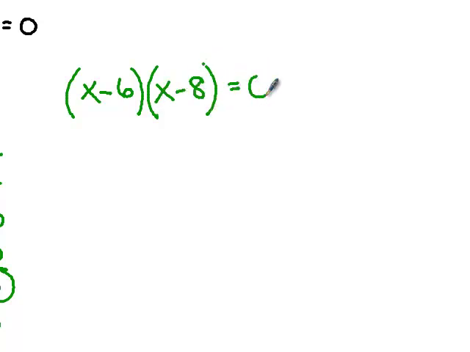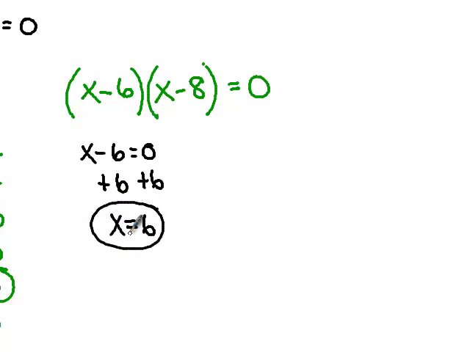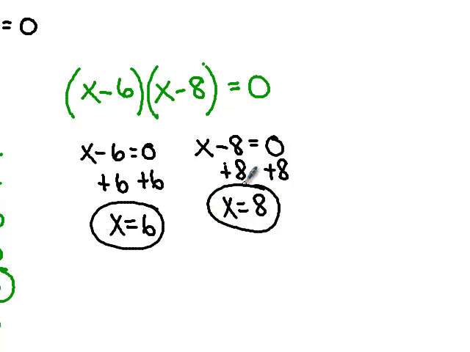So in the parenthesis, I'm going to put x minus 6 and then x minus 8. Keep it set to 0, and now we just solve it. So we take x minus 6 and set equal to 0. Add the 6 on both sides. We found the intercept. This is a 0. Same thing over here. The x minus 8, set it equal to 0. We add the 8s. So we also found the other 0.